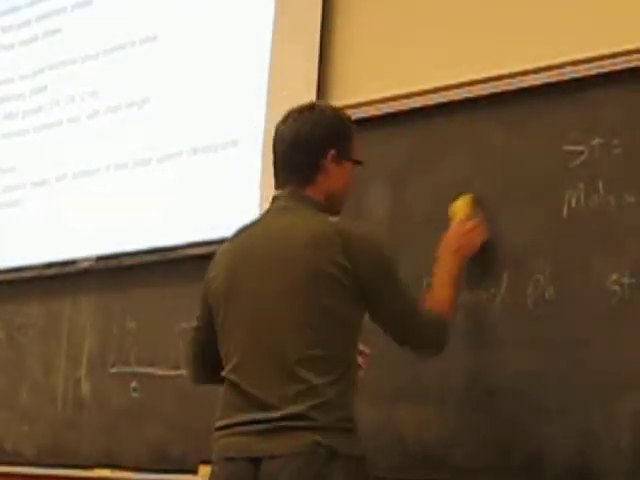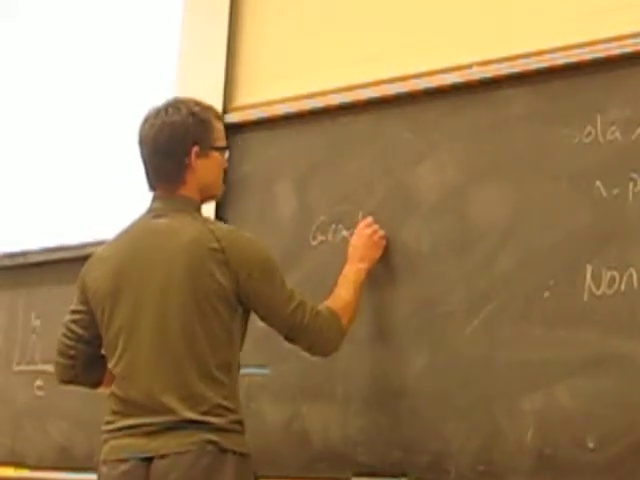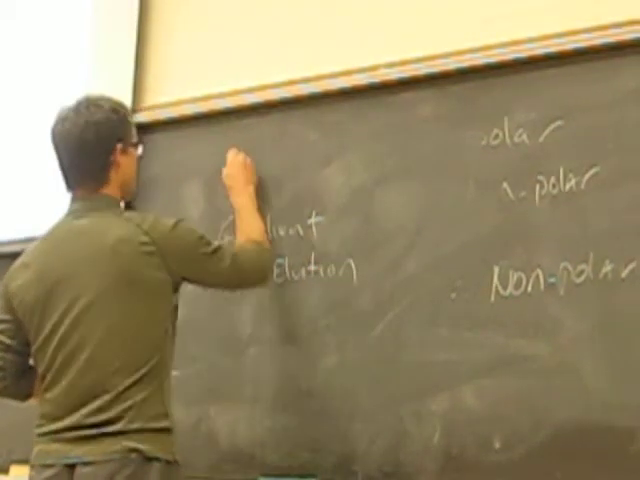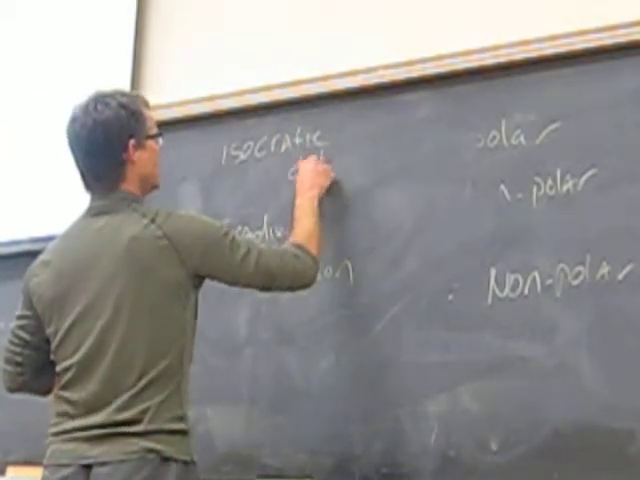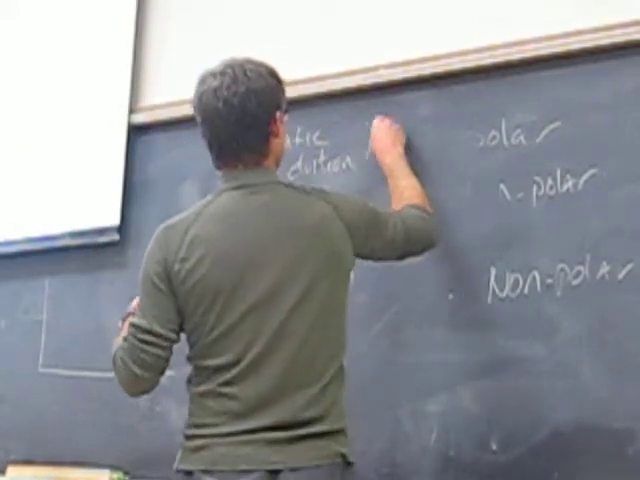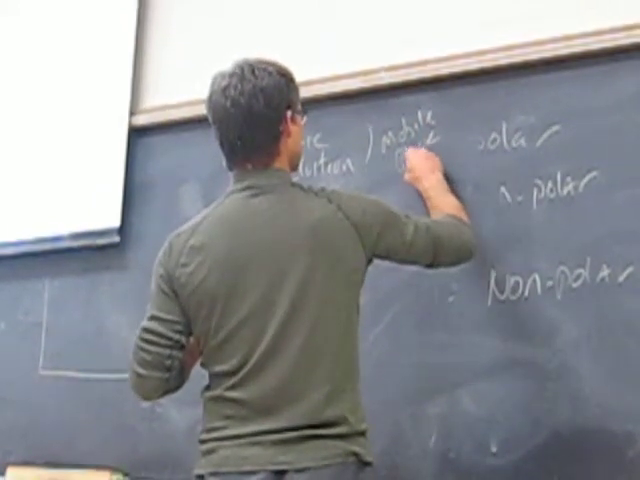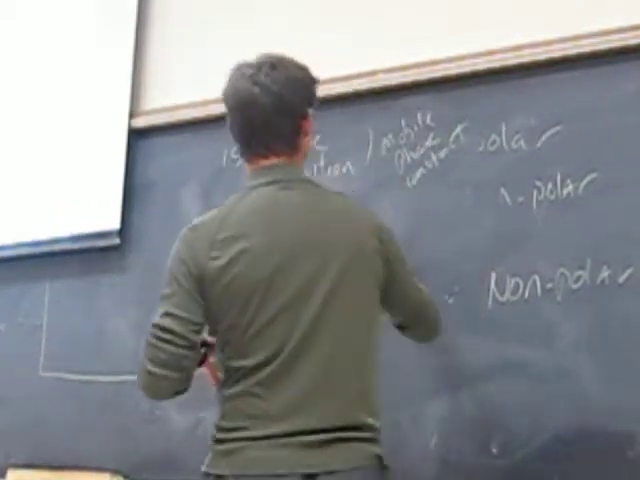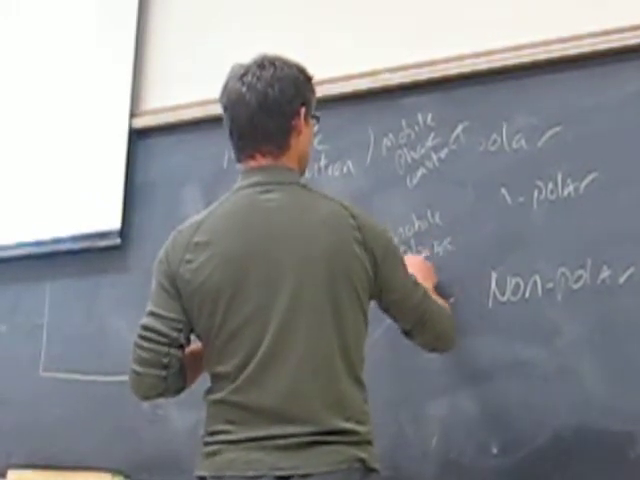In general, they're utilizing what's called a gradient elution, and that's versus an isocratic elution. And the difference between these two: in an isocratic elution, the mobile phase is constant throughout the elution. And in a gradient elution, just like it sounds, the mobile phase changes with elution.